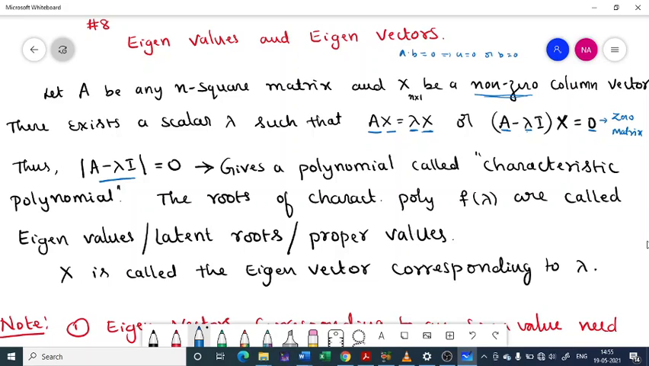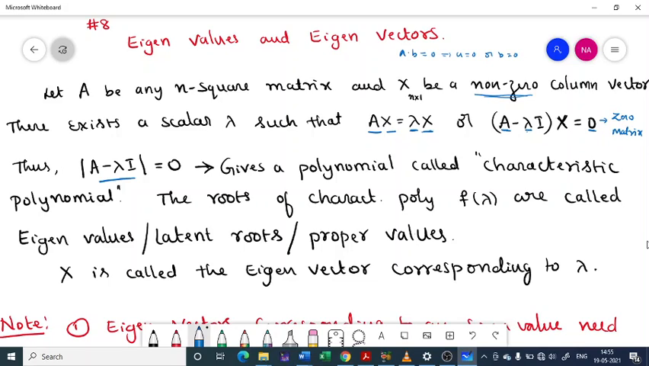That will give you the A minus lambda I matrix. Taking its determinant, we get determinant of (A minus lambda I) equals 0. So this gives a polynomial of degree n. As I said, that polynomial is called the characteristic polynomial of A.